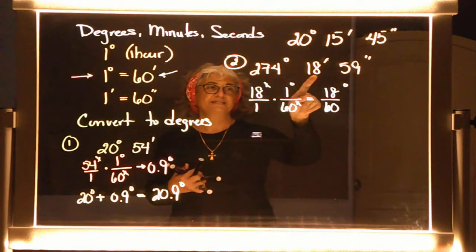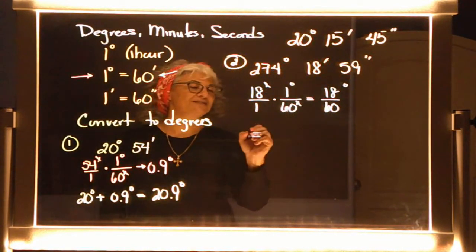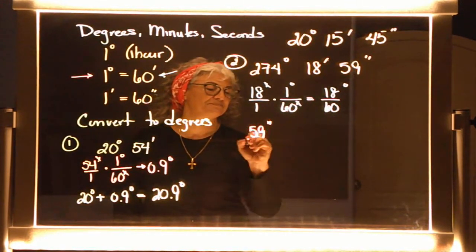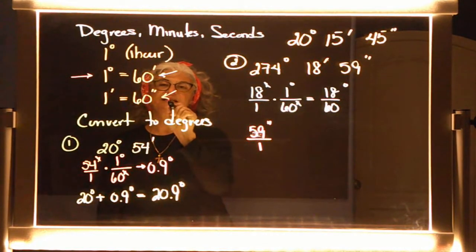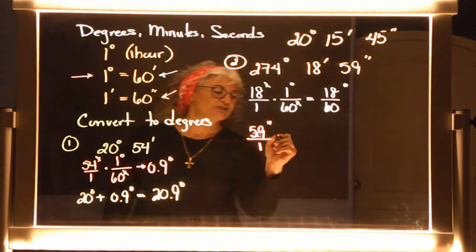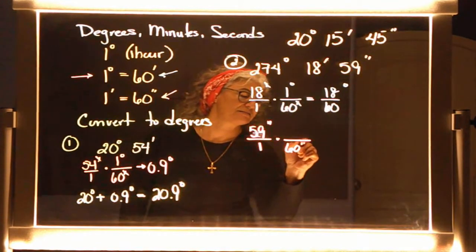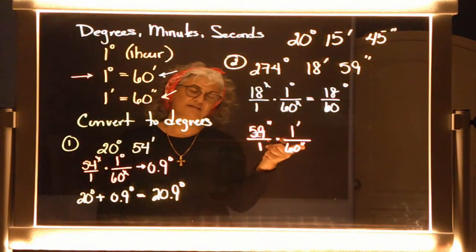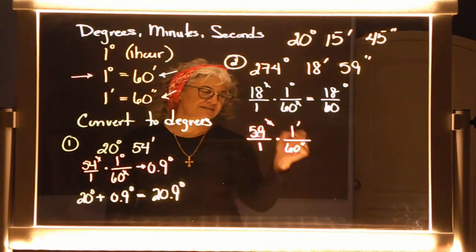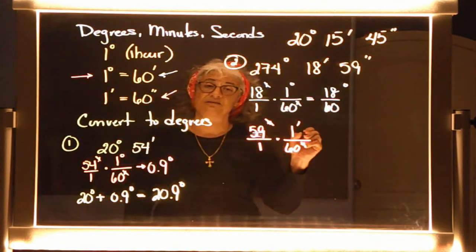Good, so the 18 minutes we just converted. Check. Now the 59 seconds. I don't have a conversion that takes me from seconds to degrees, do I? But I do have a conversion that takes me from seconds to minutes. So, what's going to go on the bottom? Good, 60 seconds, which means 1 minute on the top. And why did you put the seconds on the bottom? So you can cancel the seconds from the top and the seconds from the bottom. And now I'm in minutes, aren't I?